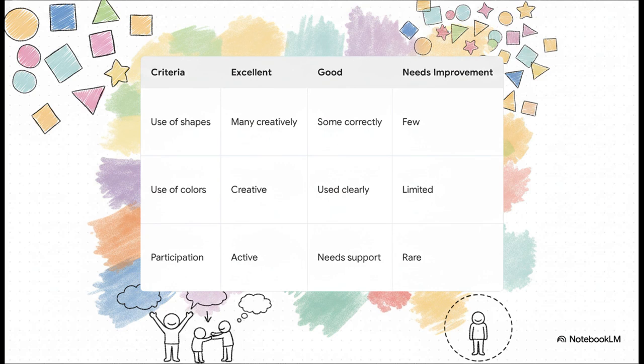Notice how clearly the tiers are defined. For use of shapes and use of colors, getting an excellent requires creative and abundant use, while needs improvement means limited use. Even participation is rigidly graded. If a student rarely participates and doesn't verbally explain their work, they drop a tier. It leaves very little room for bias.